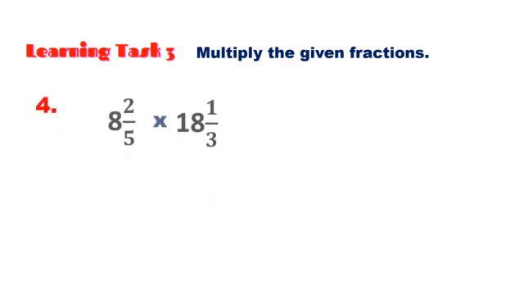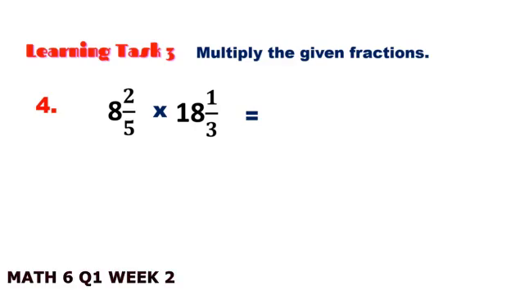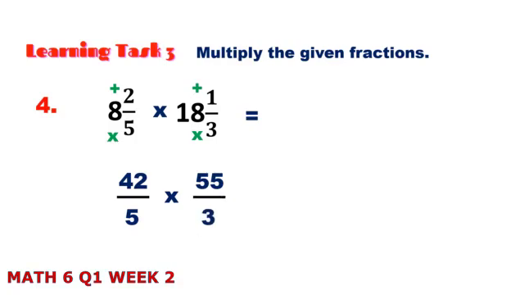Number 4. 8 and 2/5 times 18 and 1/3. Change muna natin ang mga mixed numbers sa improper fraction. Paano? 8 times 5 equals 40. Plus 2 equals 42. Then copy denominator 5. Times 3 times 18 equals 54. Plus 1 equals 55. Then use denominator 3.